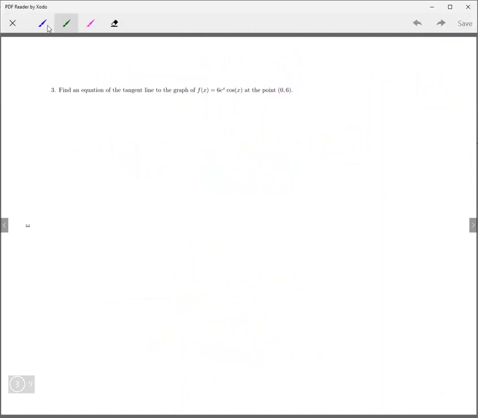Number 3, find an equation of the tangent line to the graph at the point 0, 6. So first of all, if you plug in, setting t equal to 0, you should get 6. And indeed, if we take f of 0, f of 0 will be 6 e to the 0 cosine of 0. Now e to the 0 and cosine 0 are both 1, so that's just going to be 6. So basically that point is on the curve.